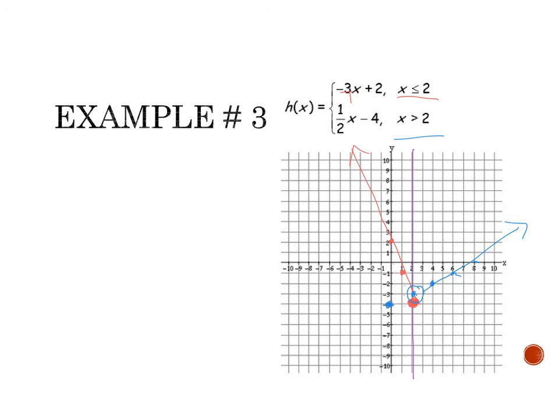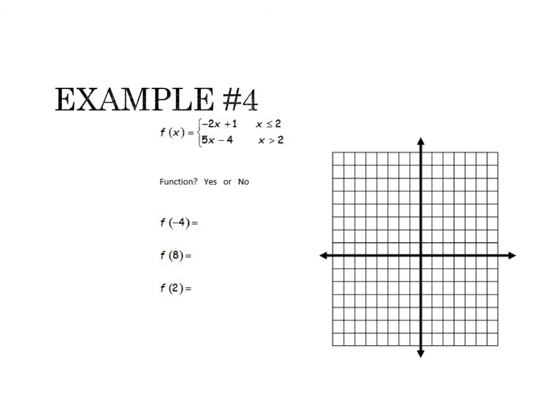Alright, let's try one more. We're going to graph and then we're going to evaluate some points on the functions. I want you to try graphing on your own, so pause the video and try graphing it. So we have a fence at 2. First line, I'm going to put a 1 under it. I'm going to start at 1, and slope of down 2 over 1. Down 2 over 1.